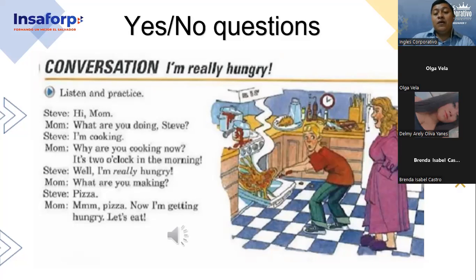Okay, what is he cooking? He's cooking pizza. What time is it? It's 2 o'clock in the morning. And why is he cooking? Why is he cooking at 2 o'clock in the morning? Because he has hunger. I'm really hungry. Because he's really hungry. Thank you so much.